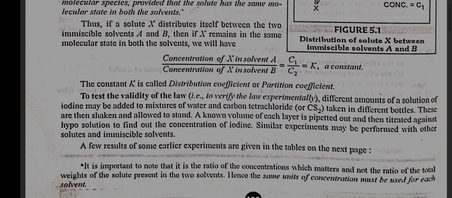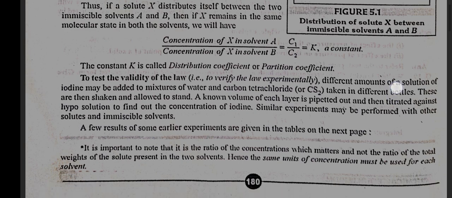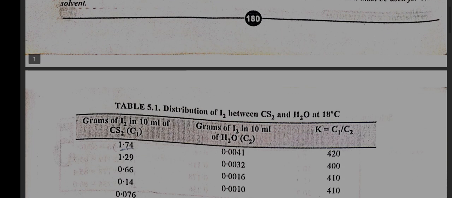To test the validity of this law, different amounts of a solution of iodine may be added to mixtures of water and carbon tetrachloride or CS2 taken in different bottles. These are then shaken and allowed to stand. A known volume of each layer is pipetted out and then titrated against hypo solution to find out the concentration of iodine. Similar experiments may be performed with other solutes and immiscible solvents. A few results of some earlier experiments are given in the table on the next page.